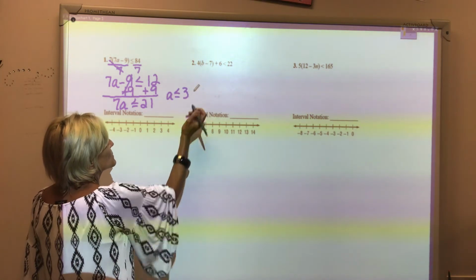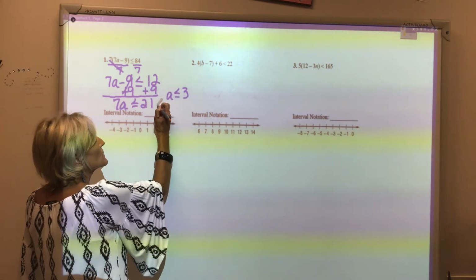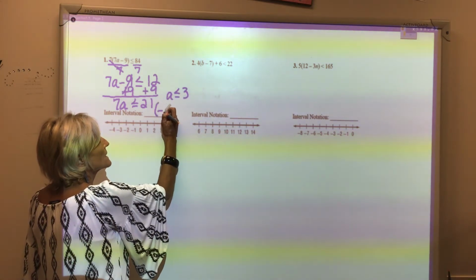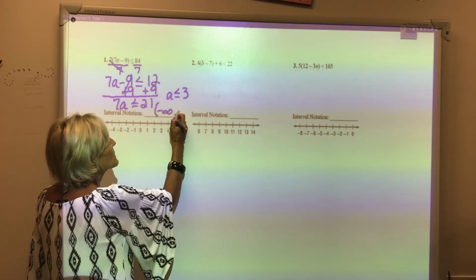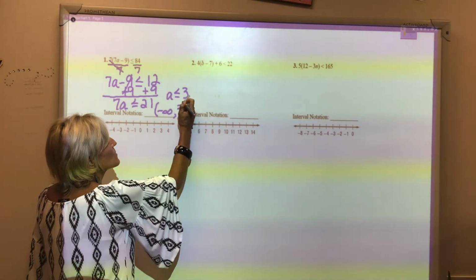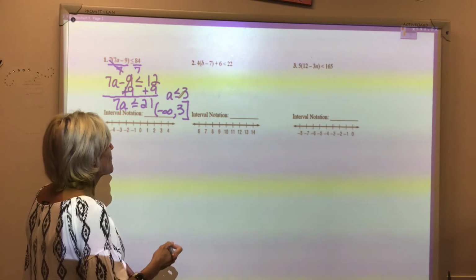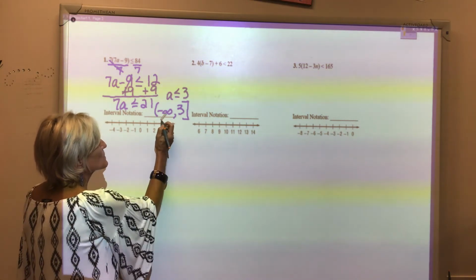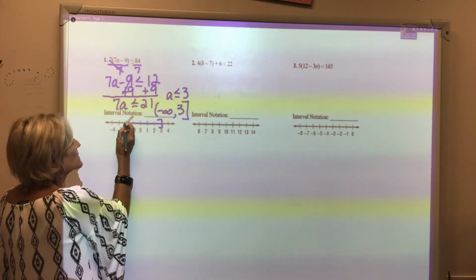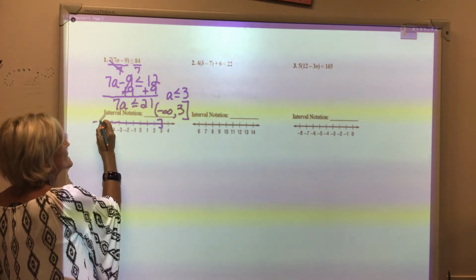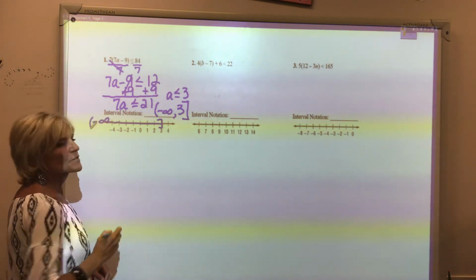The interval notation would look like this. You have it pointing towards negative infinity, so we would do a parenthesis, negative infinity, it's kind of like a sideways 8, comma, 3, bracket, since it's less than or equal to. On the number line, what it would look like is you would put a bracket at 3, you would shade towards negative infinity, and put the negative infinity in parentheses, just for practice.